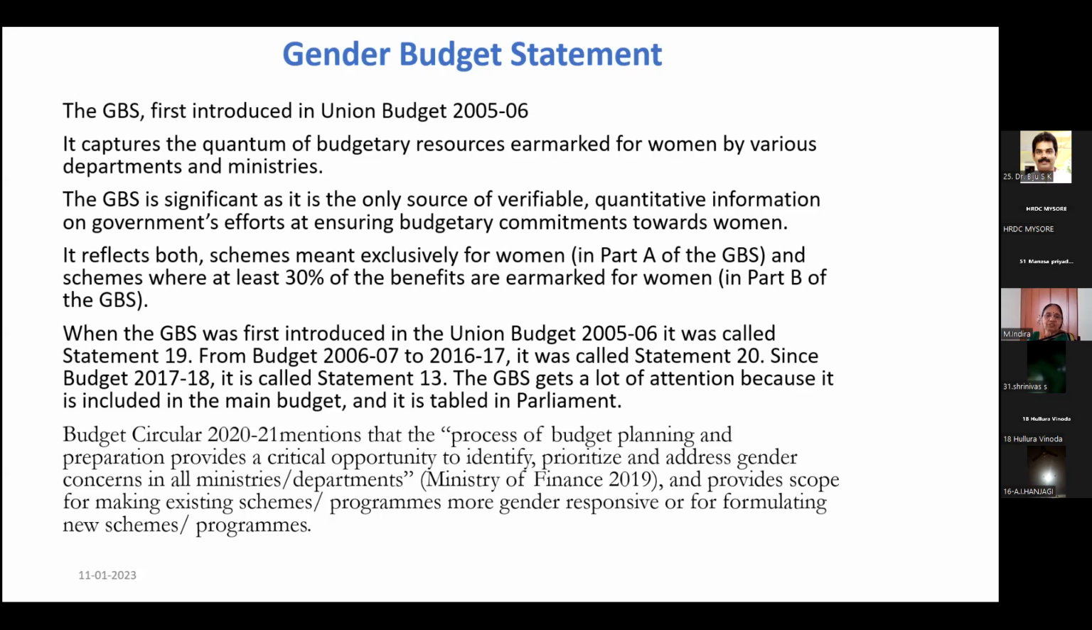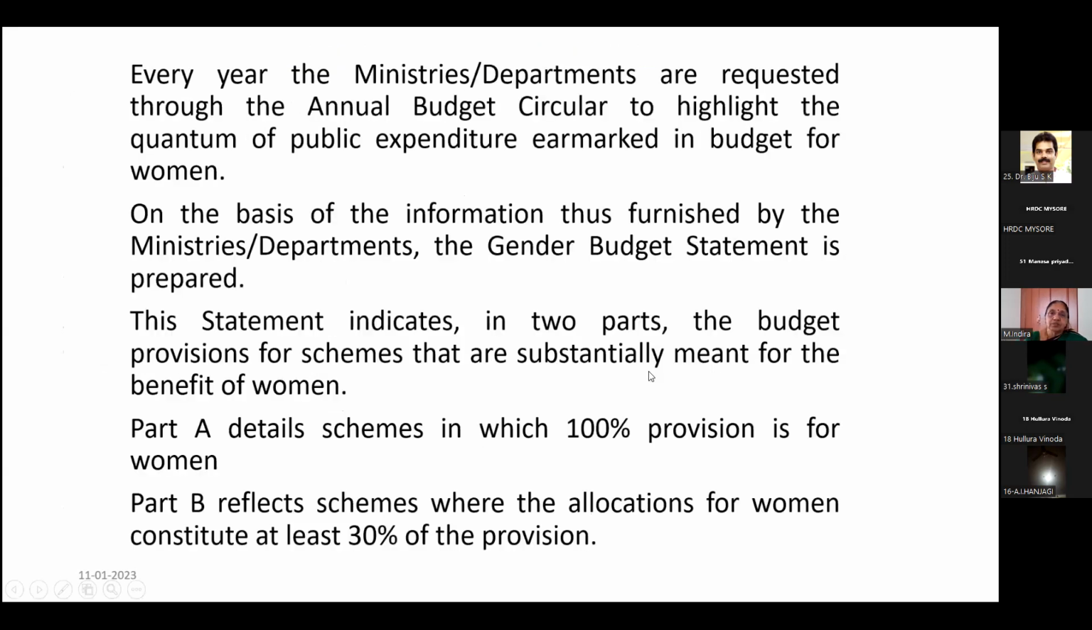The budget circular of 2021 mentions that the process of budget planning and preparation provides a critical opportunity to identify, prioritize, and address gender concerns in all ministries and departments. This is given in the gender budget circular of 2021.